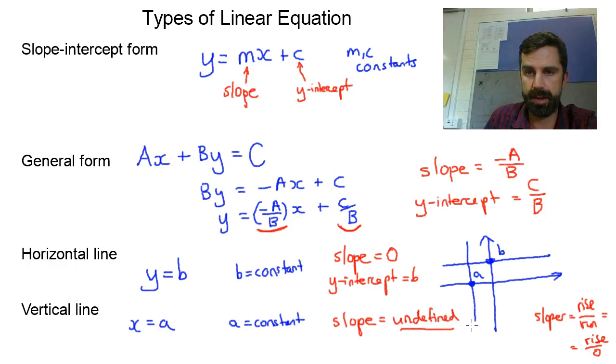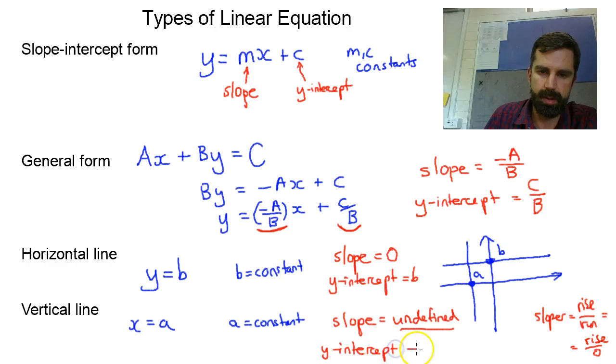Another way of thinking about it is that the slope tells you how far across you go, how far up you go every time you go across, and you're not going across, so there's no way of working out the slope. With a vertical line as well, if we tried to work out the y-intercept, well, there is none. There's none at all.